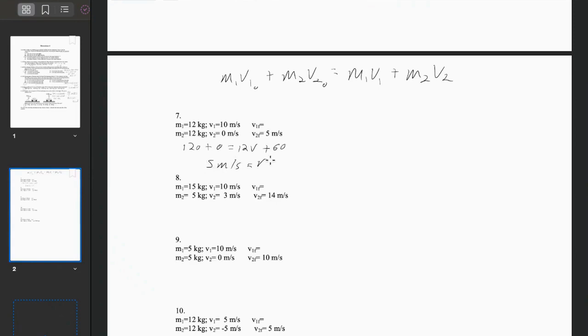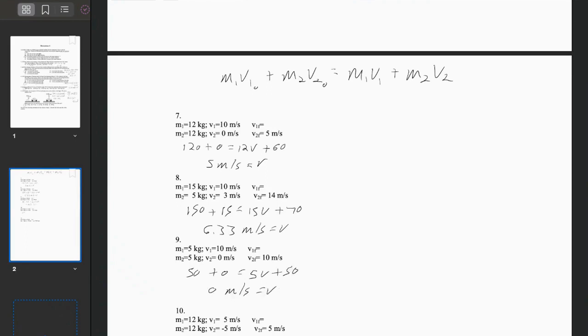For number 8, m1 15, initial velocity 10, so that's 150, plus m2v2, which would be 5 times 3 is 15, is equal to 15V, the mass times an unknown velocity, plus 5 times 14, 70. 150 plus 15 minus 70 divided by 15, 6.33. The next one, we have 50 plus 0 is equal to 5V plus 50. Subtract 50 to the other side, you get 0, and then divide by 5, still 0.